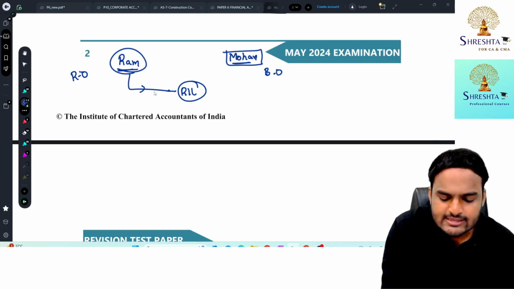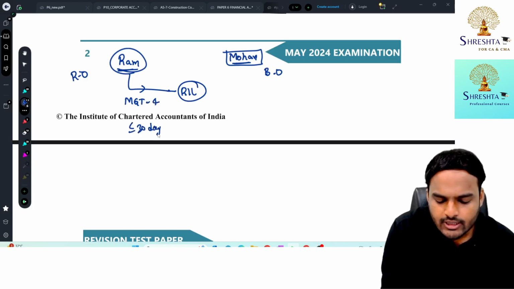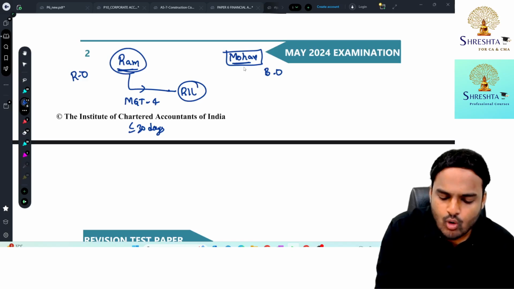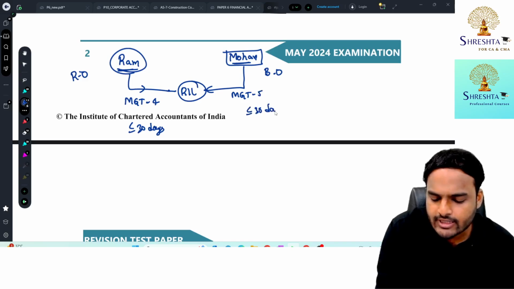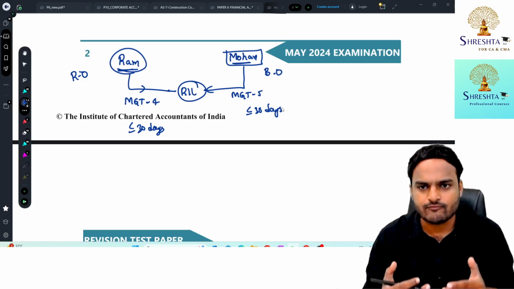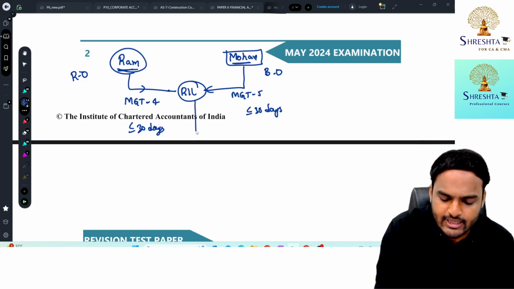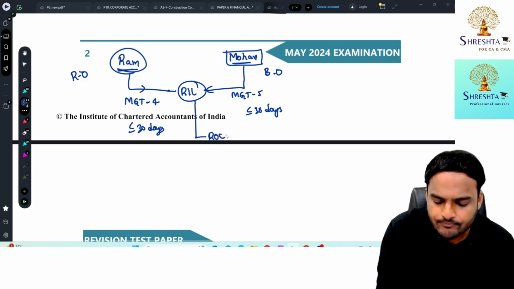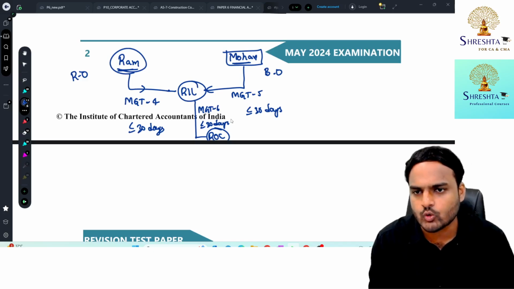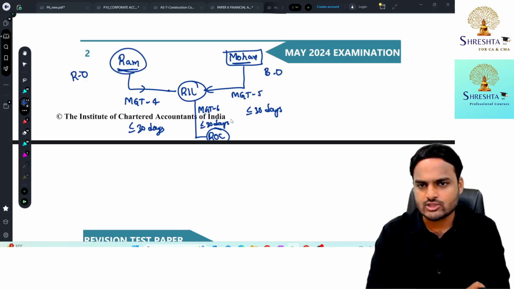the registered owner has to communicate the same to the company in form MGT-4 within 30 days of getting registered ownership. At the same time, Mohan is required to file form MGT-5 with the company within 30 days after acquiring beneficial interest in the shares. After receiving communication from the registered owner and beneficial owner, the company has to communicate the same to the ROC in form MGT-6 within 30 days. So this is the original provision.